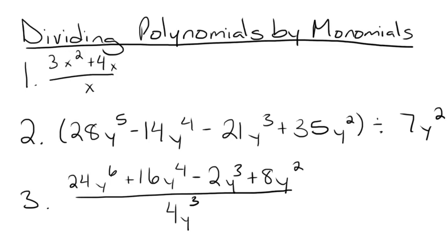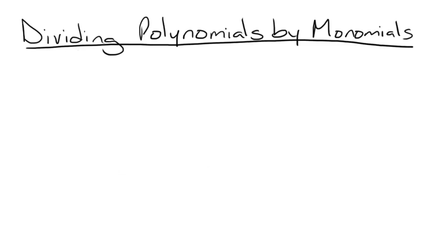Remember, monomials are mathematical expressions with one term, like 2x squared. And polynomials are mathematical expressions with two or more terms, like 4y squared plus 3y. In this video, we will walk through a few examples of how to divide polynomials by monomials. Let's start with a simple example.